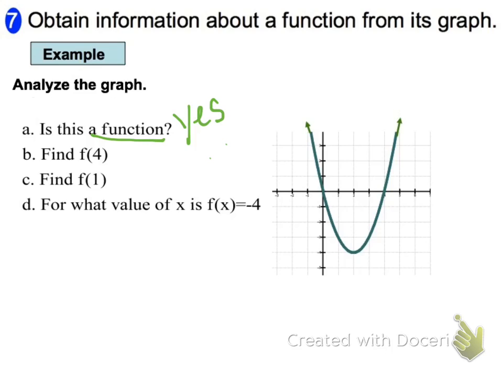Now the next question is to find f of 4. Notice the 4 is replacing x. If I was to say f of x, the x is getting replaced by 4. So basically that means go to the graph, look at x equals 4, and what is the y value? And I see the y value at x equals 4 is 0. So f of 4 would be 0.